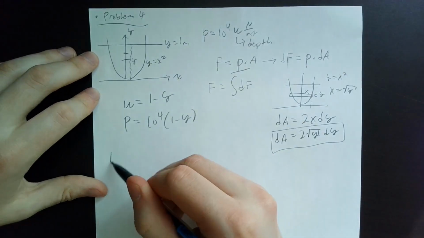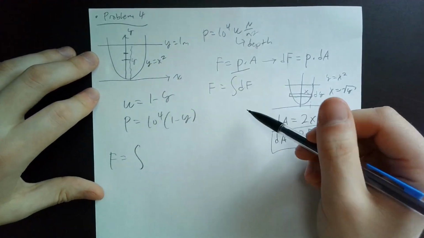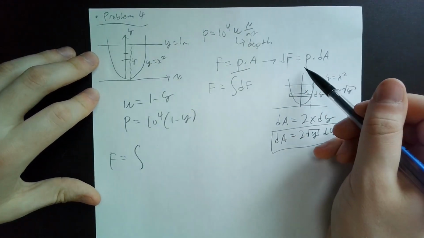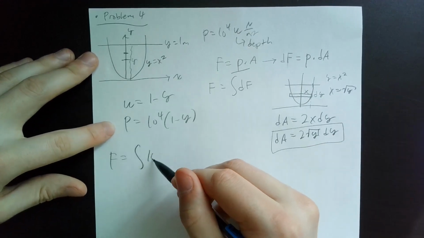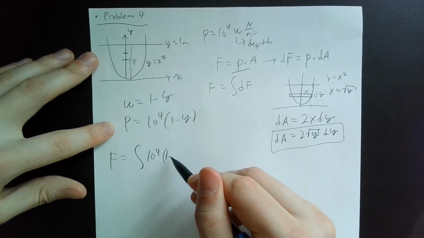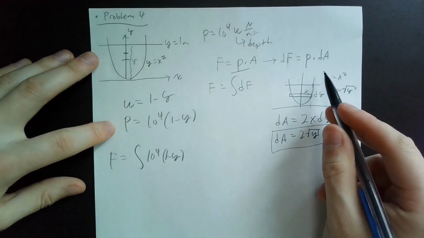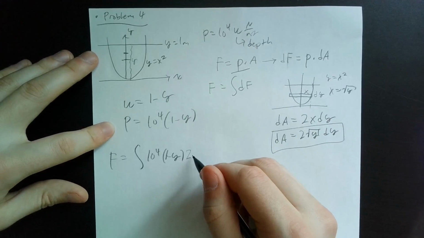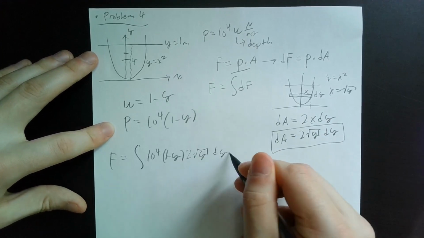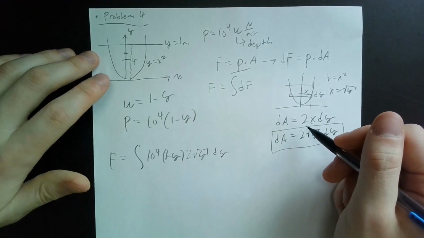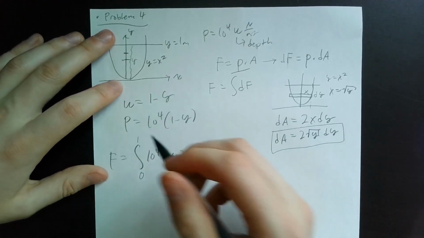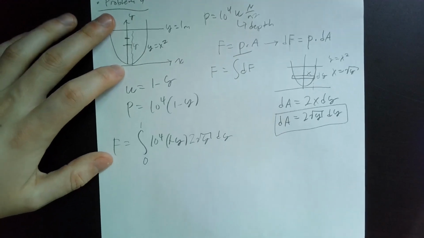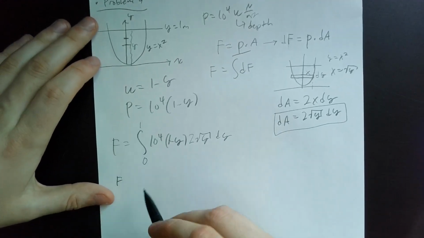So now we can just plug all this information into the integral. So we have our little dF in our integral, and that involves our pressure. So we have 10 to the 4, 1 minus y, times our little area, 2 root y dy. And our y goes all the way from the bottom of the tub to the top, so from 0 to 1. Now, all that's left is to integrate.